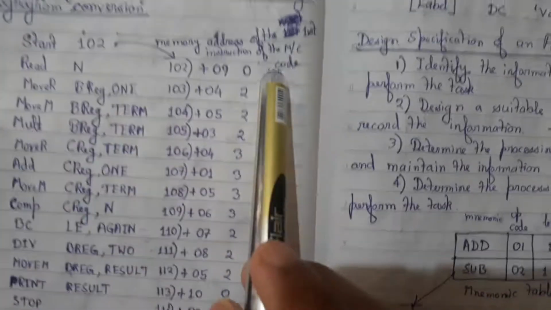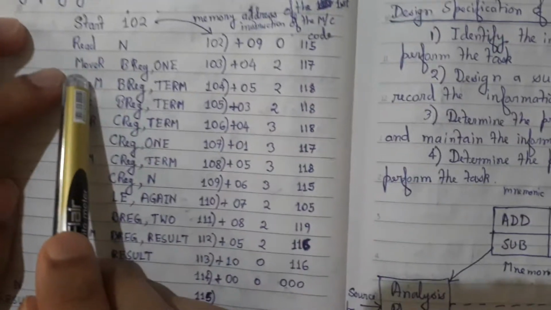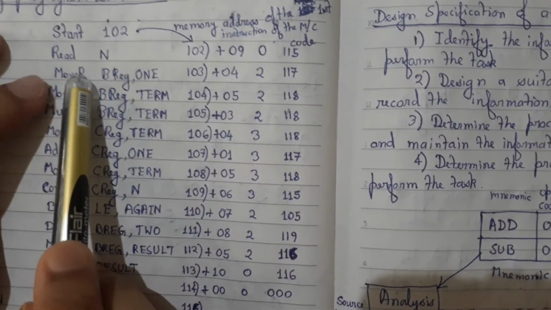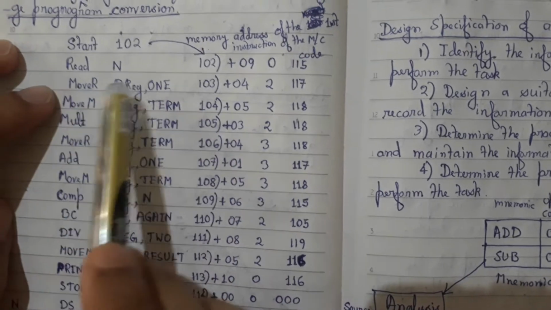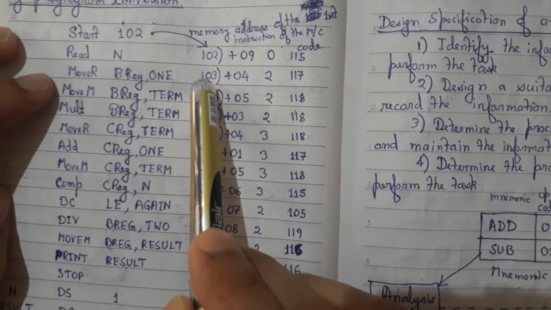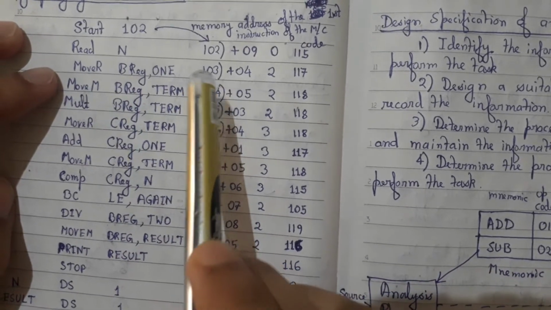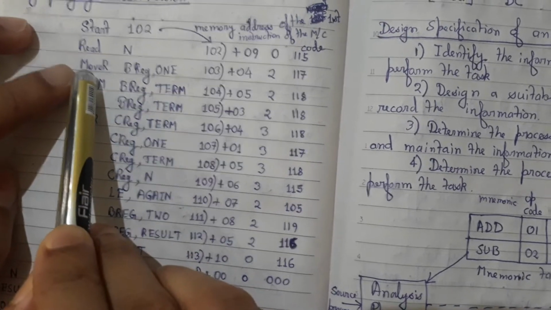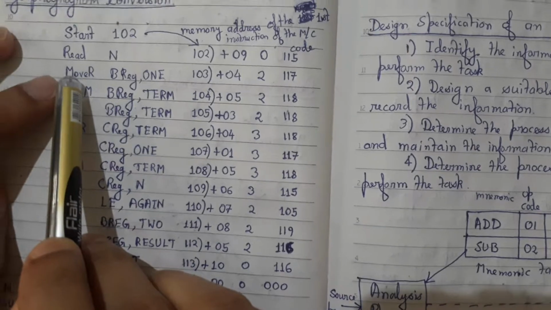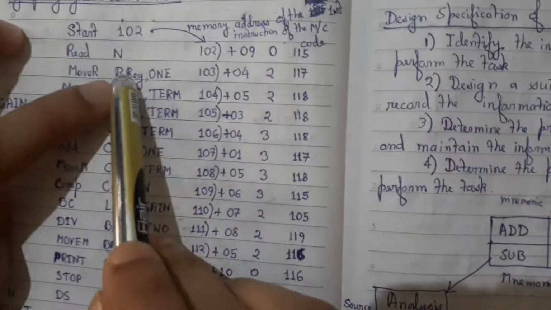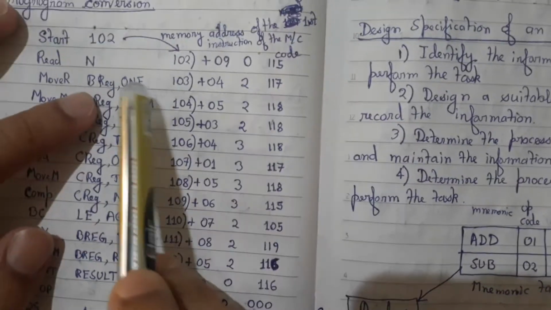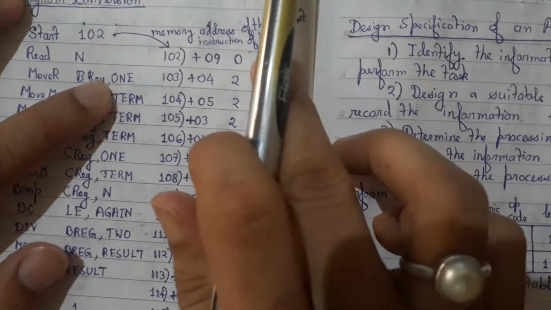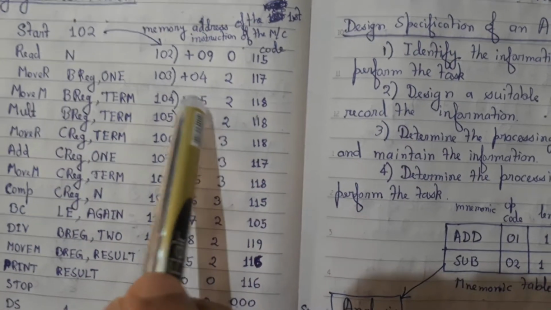So let us now leave this 115 value and move to the next instruction. MOVER B register, 1 has a machine address 103. MOVER has a machine opcode value 04. B register has a value 2. The 1 is now left blank. In this way we will put all the values.